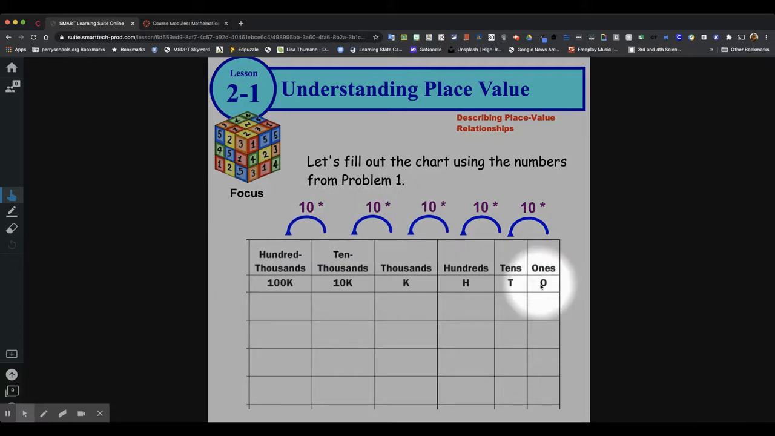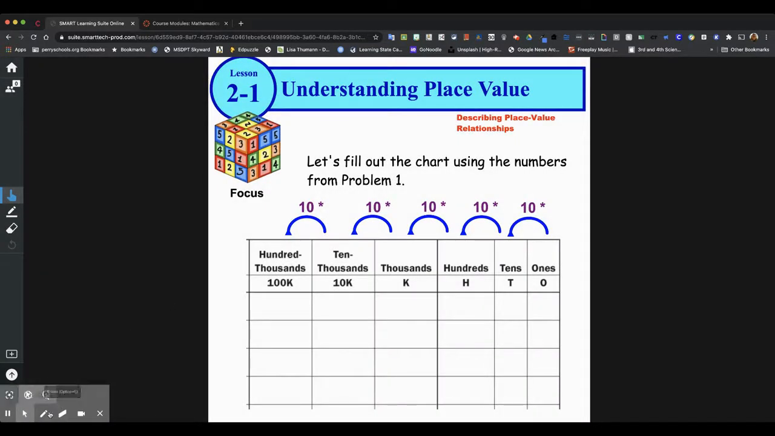And you can see you can represent each place value. An O, the letter O represents the ones place, a T, the tens, H, hundreds, K represents thousands, 10K, 10,000s, and 100K, okay?